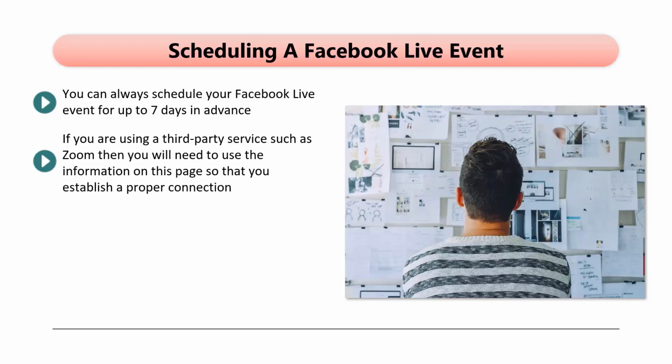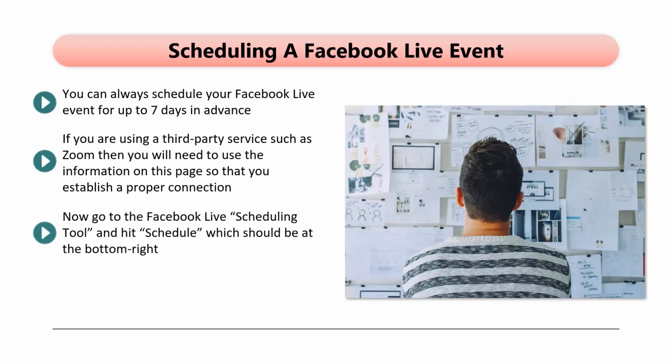You can write a persuasive title and description to entice people to attend your event now. Now go to the Facebook Live scheduling tool and hit Schedule, which should be at the bottom right. You'll see a preview of your event here, and you can add an image, this is a good idea, as well as configure the date and time of your event. Apart from giving you more time to promote your Facebook Live event, scheduling will create a lobby where people that join your event 3 minutes before it starts can interact with each other.